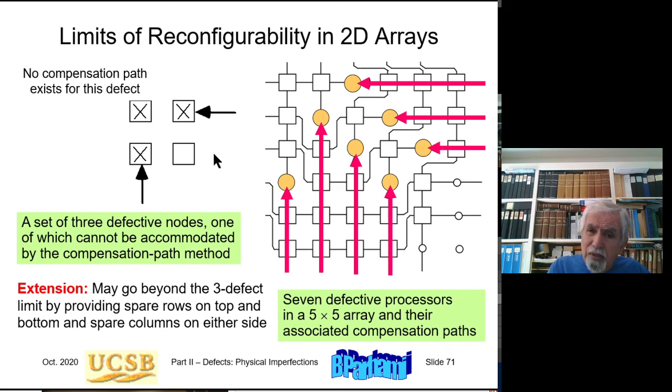And now rows can be shifted downwards towards this spare, or they can be shifted upwards towards this spare, rightwards towards this spare column, or leftward. So there's a lot more flexibility, and in particular, this pattern now becomes tolerable because this can go through the spare row at the top. I leave it up to you to establish the worst case pattern, the smallest number of defects that would disable that scheme with spare rows at the bottom and at the top and spare columns on the left and on the right.